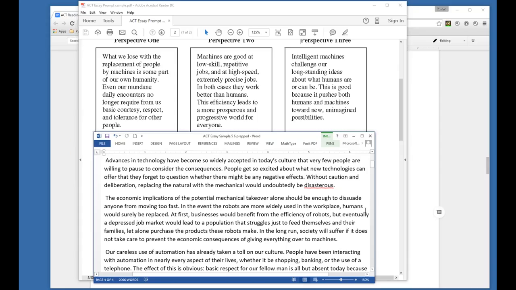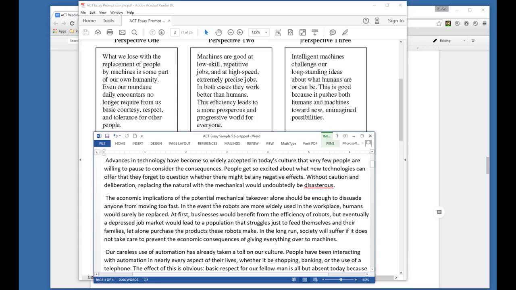Advances in technology have become so widely accepted in today's culture that very few people are willing to pause and consider the consequences. People get so excited about what new technologies can offer, they forget to question whether there might be negative effects. Without caution and deliberation, replacing the natural with the mechanical world would undoubtedly be disastrous. So which point of view is this person sort of coming from? Which perspective is this writer? Yeah, it's kind of perspective one with their own twist.